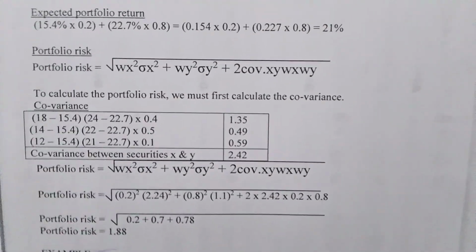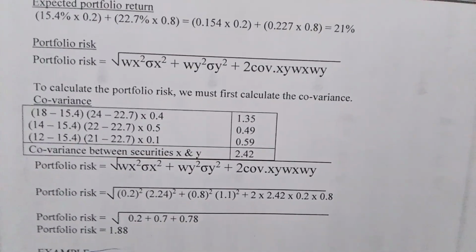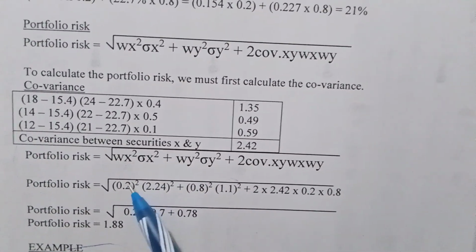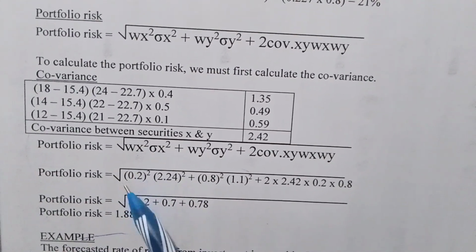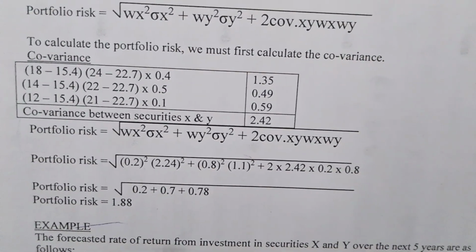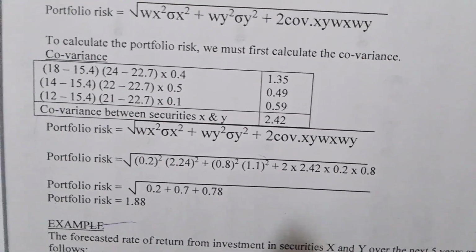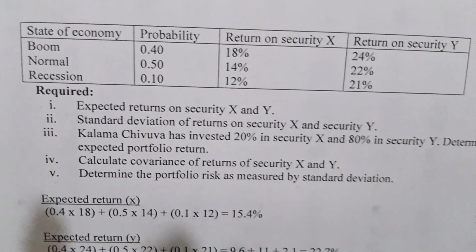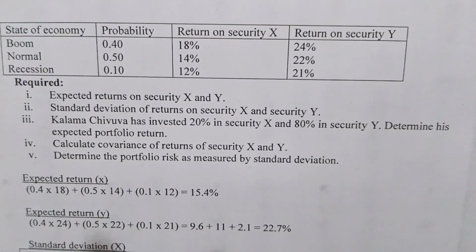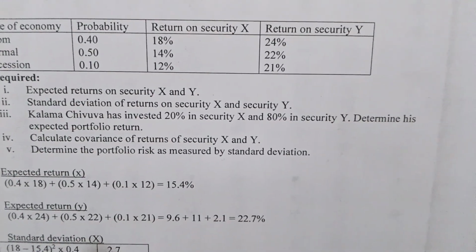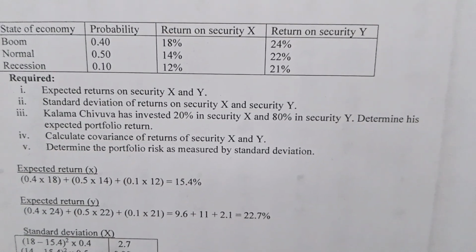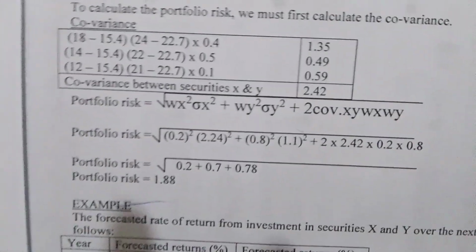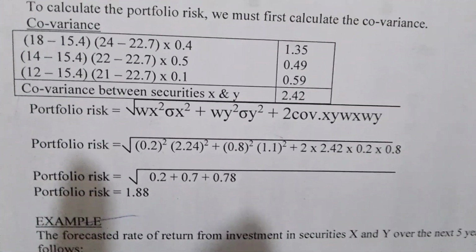It's still okay. So we take portfolio risk. We have the weight of X squared. They invested 20% in security X, that is what we have been told by that question. Kalama Chivuva has invested 20% in security X and 80% in security Y. Determine his expected portfolio return. So 20% and the other was 80%.